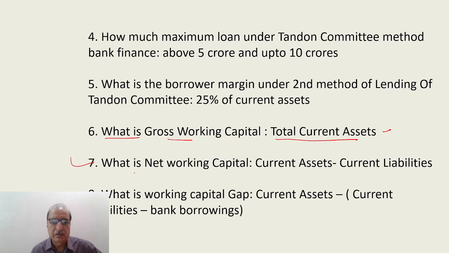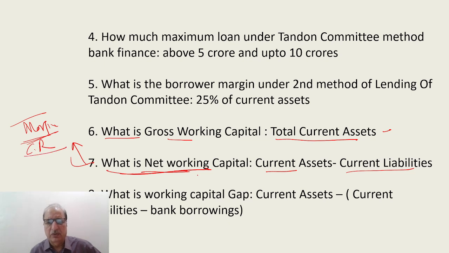And then what is net working capital? This is current assets minus current liabilities. When we reduce current liabilities from current assets, it becomes net working capital. This is also called margin, or this is also called current ratio. So what is net working capital? Current assets minus current liabilities.